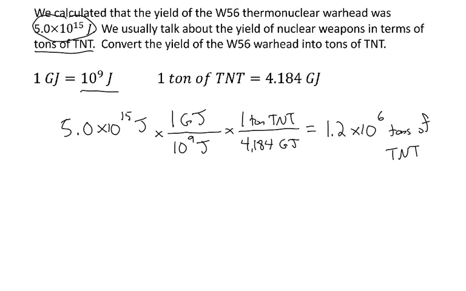Or we could go a step further. 10 to the 6 is a million, right? And the million prefix is mega, right? So we'd probably say that this is a 1.2 megaton of TNT nuclear warhead.